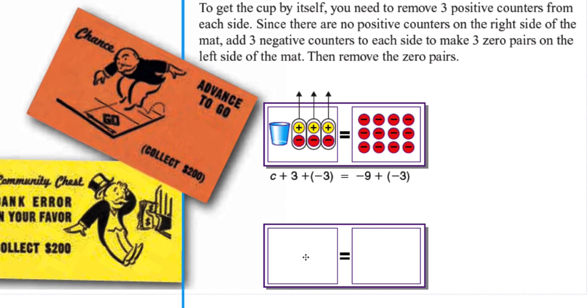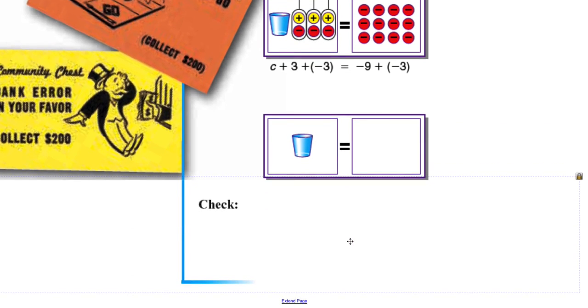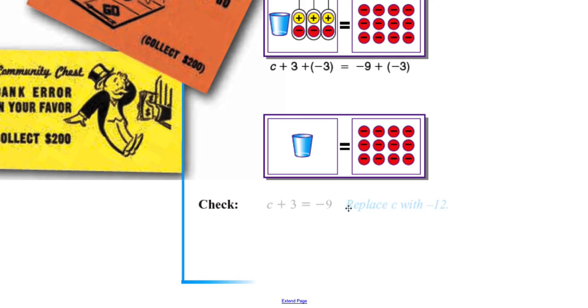so the cup by itself will be C, and this now becomes negative 12. So C plus 3 equals negative 9 is equal to negative 12. So basically this is C is equal to negative 12. Okay?